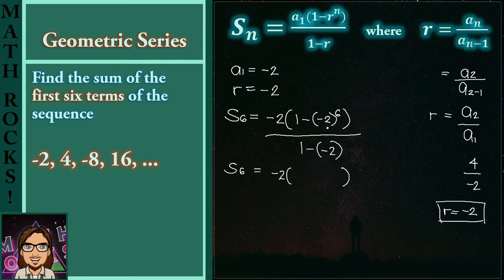Starting here, of course, our -2 is being raised to the power of 6, and that actually gives us +64. And here we have 1 minus -2, which is 1 plus 2. That actually gives us a total of 3.